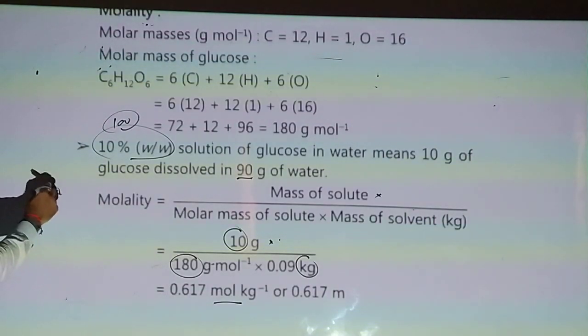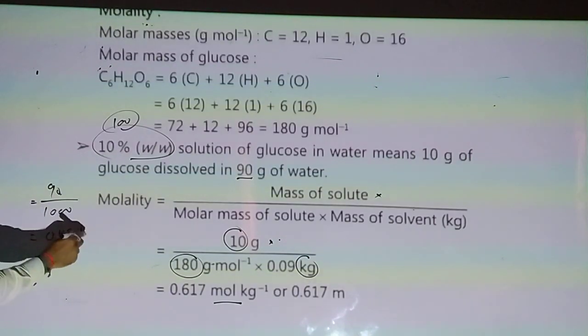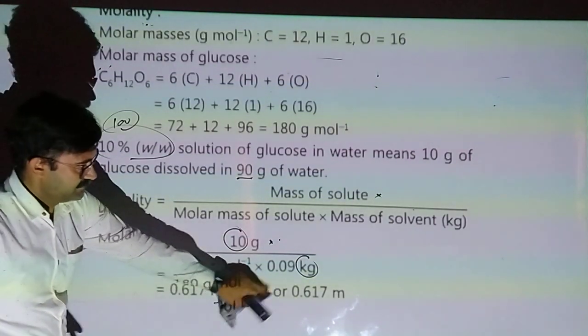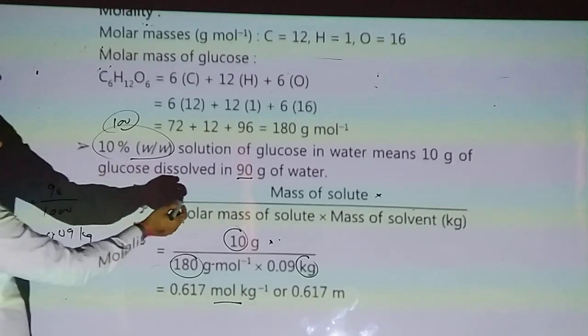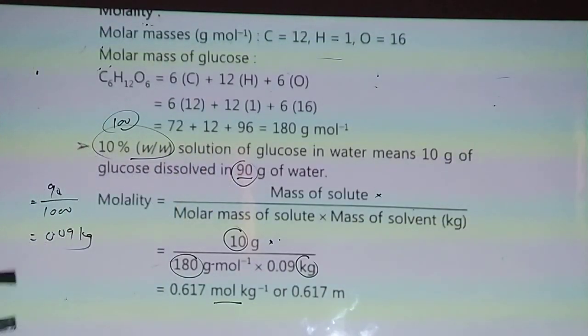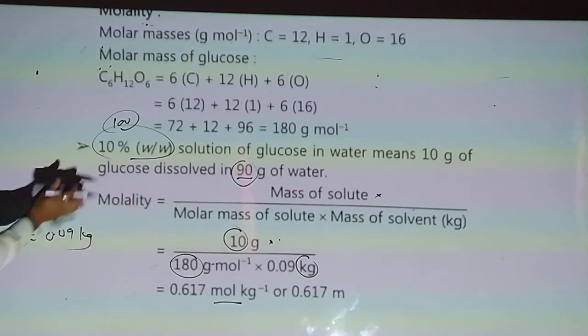90 gram divided by 1000, so 0.09 kg. 90 gram water, directly it is taken in kilogram.